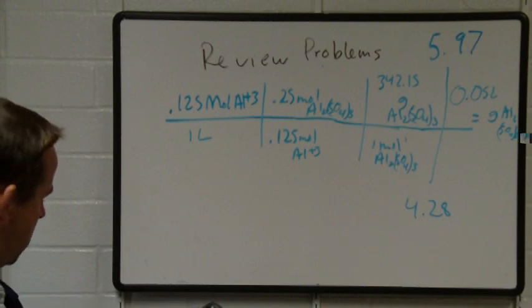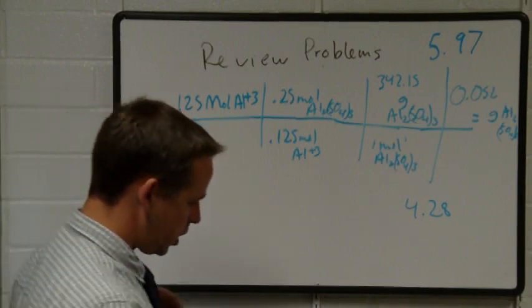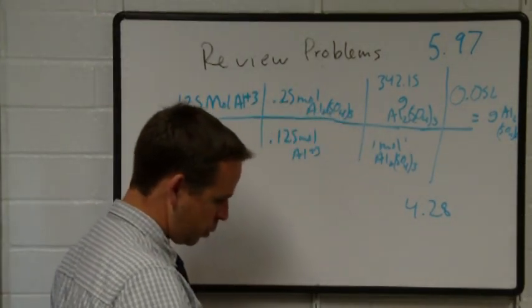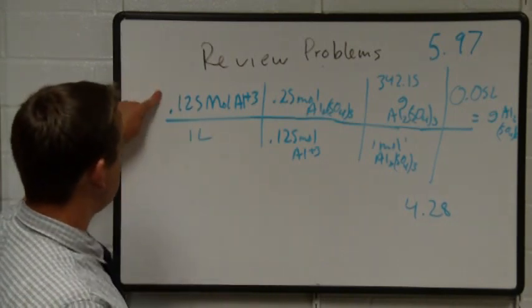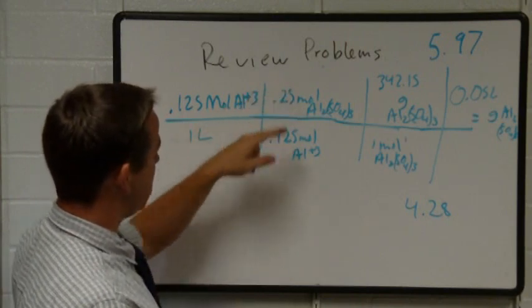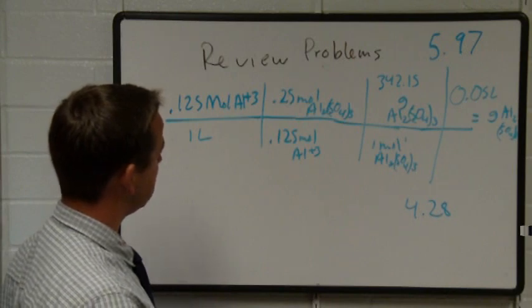Make sure I had the right molar mass, did I? Aluminum sulfate, 342.15 grams per mole. So what was the question again? In the solution of aluminum sulfate, the aluminum concentration is 0.125 molar. Well, if there's 0.125 moles of aluminum per liter, then that should be twice as many moles of aluminum sulfate.